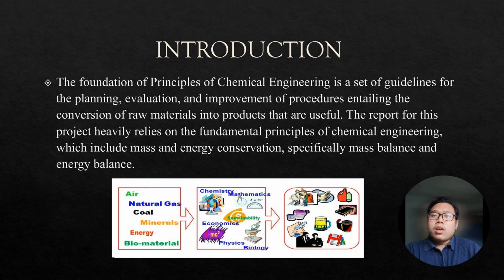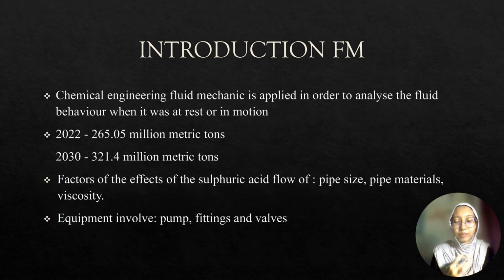I would like to give an overview of the principle of chemical engineering and describe unit operation. Firstly, the principle of chemical engineering is a set of guidelines for planning, evaluation and improvement of processes involving the transformation of raw materials to useful product form. The basics of the principle of chemical engineering are mass and energy conservation, specifically mass balance and energy balance.